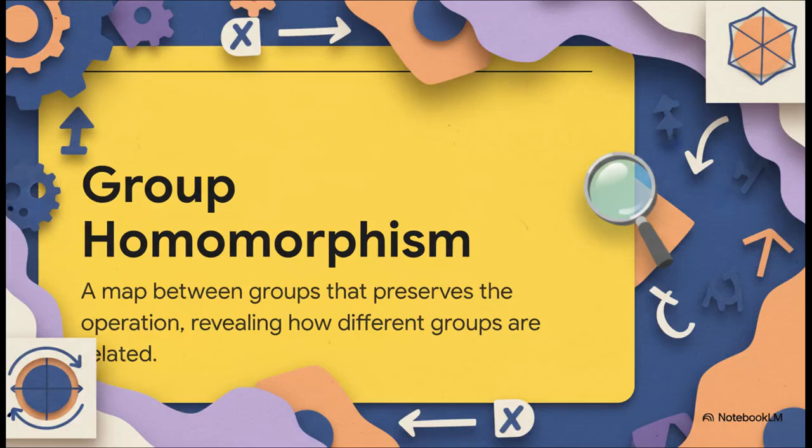And to compare different groups, we use a special kind of map called a homomorphism. It's sort of like a translator, but one that doesn't just convert words. It preserves the grammar and the sentence structure of the original language. It lets us see how the pattern of one group can be perfectly mirrored inside another one.